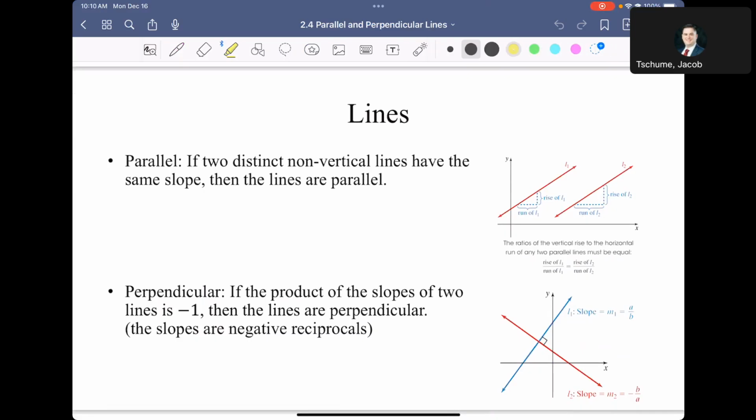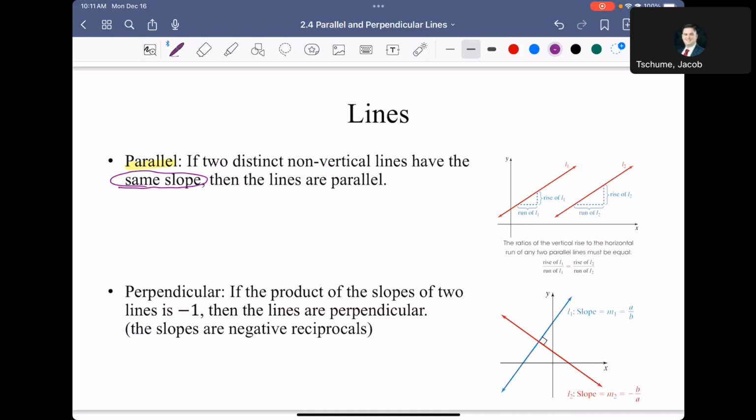So what we can say is that two lines will be parallel to each other if there are two distinct non-vertical lines that have the exact same slope. So if there are any two lines that have the same slope, and remember we went over slope in the last couple of videos, they would be considered parallel to each other. And what parallel means is that they never cross each other. So as you can see in my picture to the right, these two lines, if you were to draw them infinitely in both directions, they would never cross.